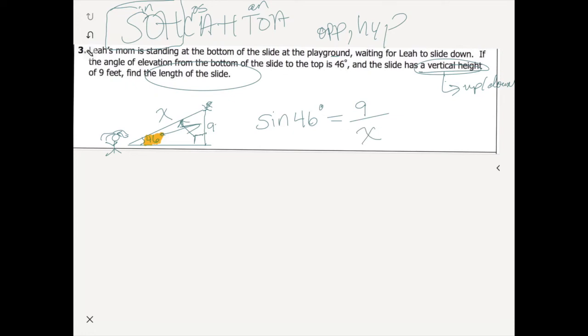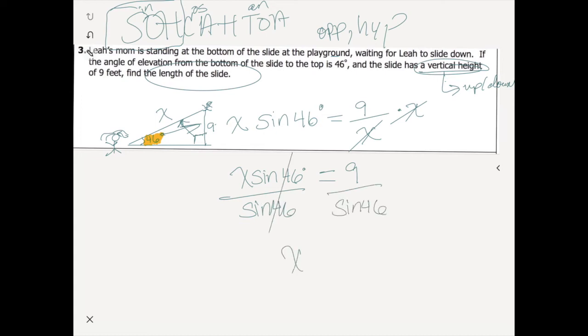So now we're going to multiply x on both sides to get rid of the x in the denominator. These cancel. We're left with x times the sine of 46 degrees is equal to 9. Divide by the sine of 46 degrees to get x by itself. So now we can write this for our final answer. And if you want the decimal approximation, put it in the calculator and you should get 12.5 feet.